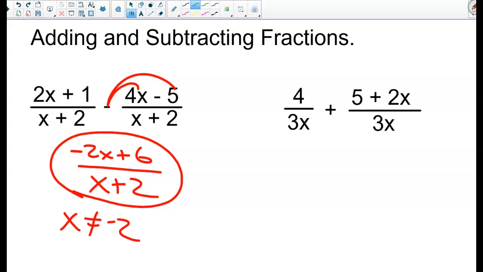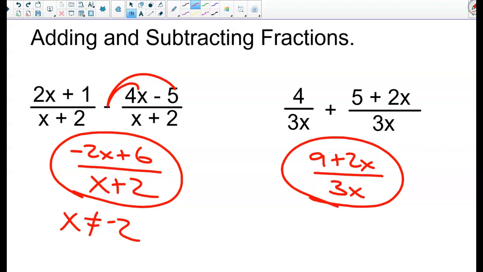Okay. Here, the common denominator is 3x. Leave it. 5 and 4 combined, 9 plus 2x. If you want to write 2x plus 9, that's fine as well. In this case, you cannot have, though, a 0 in your denominator.